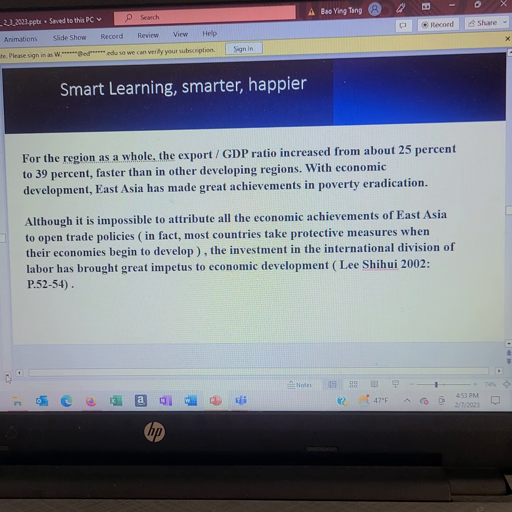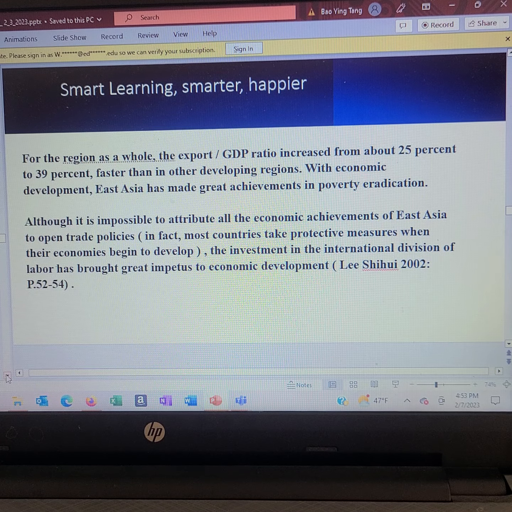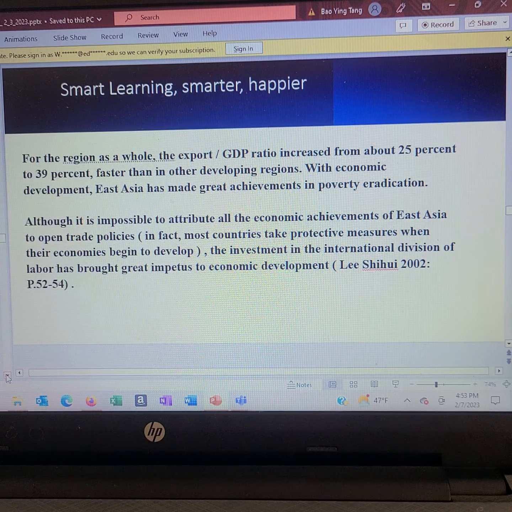Although it is impossible to attribute all the economic achievement of East Asia to open trade policies. In fact, most countries take protective measures when their economies begin to develop. The investment in the international division of labor has brought great impetus to economic development.